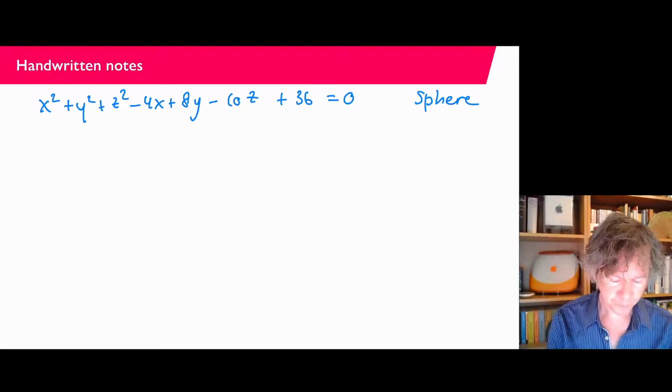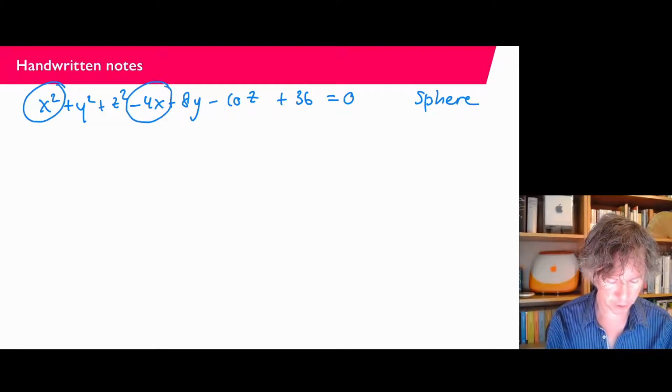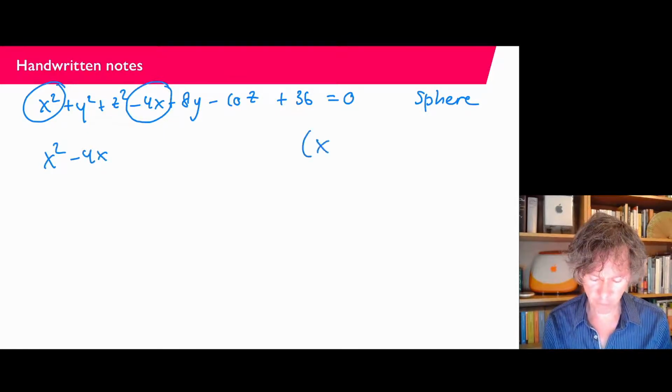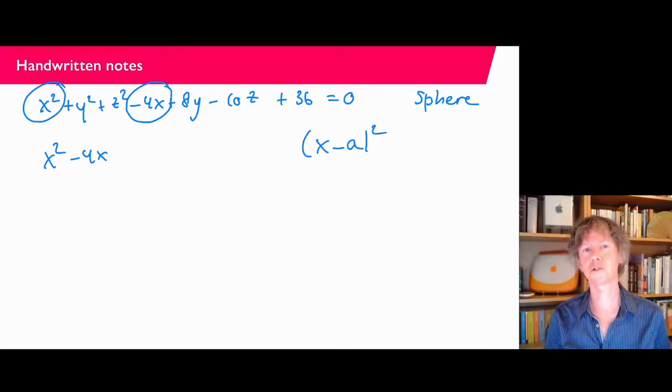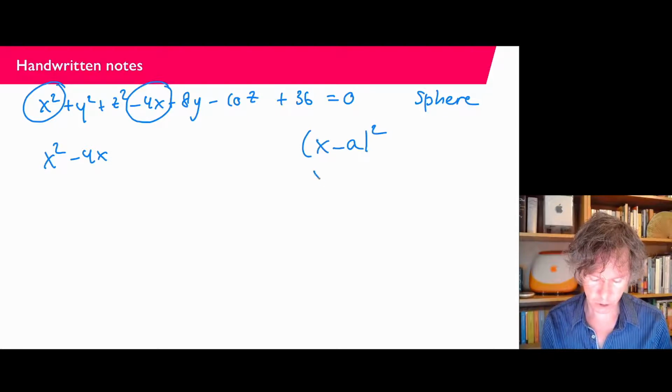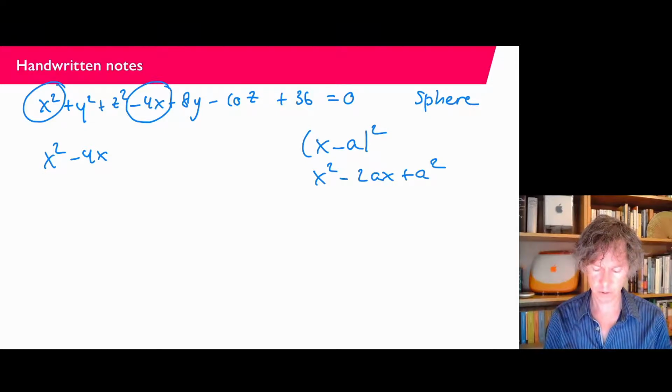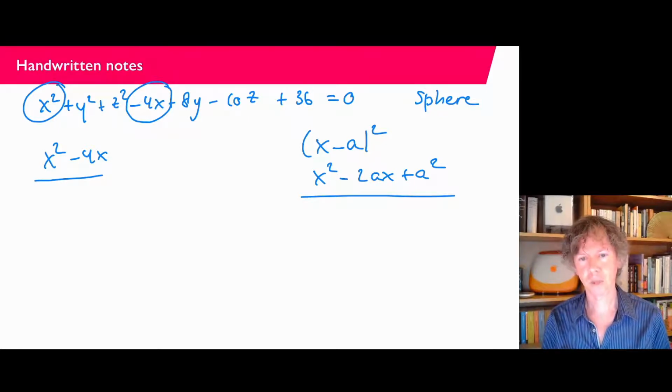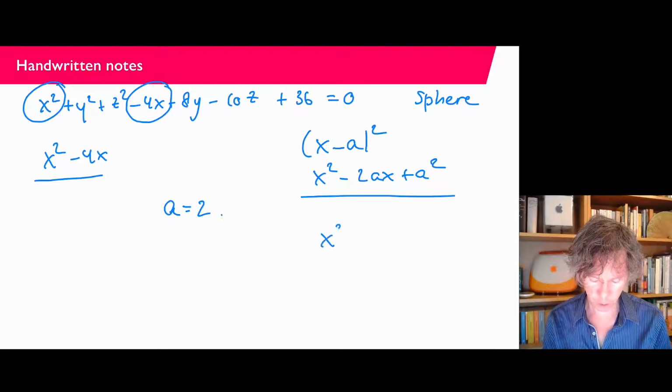So what we are going to do is first I'm going to collect the terms with x in there. So I have x squared minus 4x. And what I would really like is it to be in the form (x minus a) squared, because that is in the standard form. Now this is the same as x squared minus 2ax plus a squared. So apparently if I want this thing and this thing to be the same, I should pick a to be equal to 2. Because then I have here x squared minus 4x plus 4.